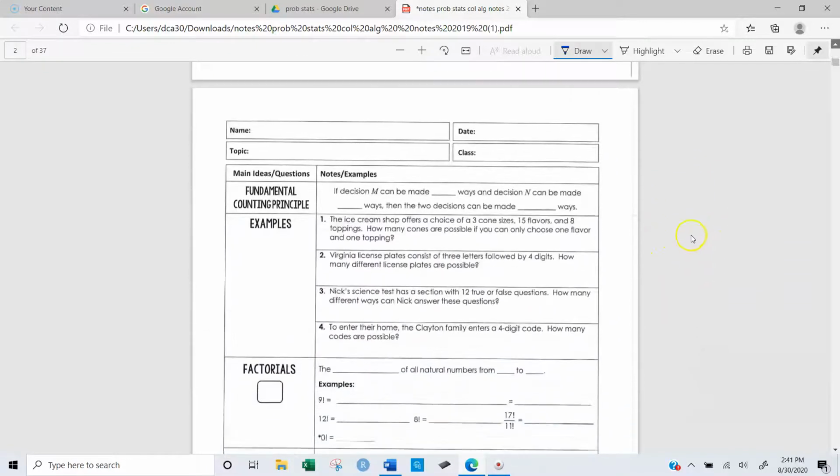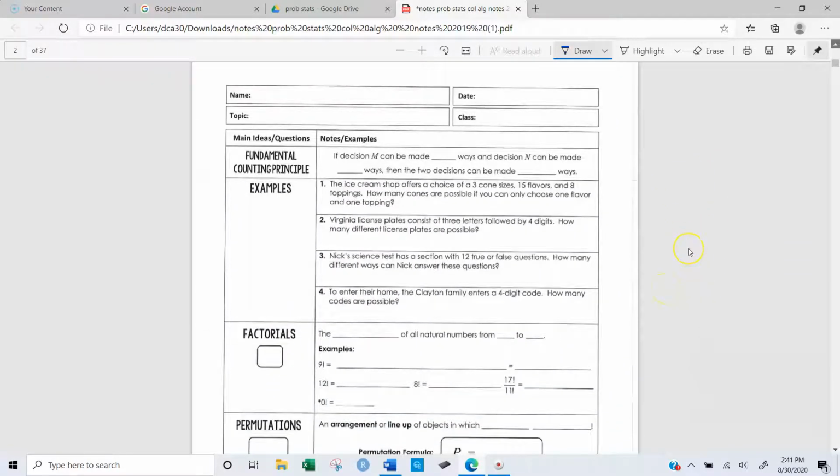All right, when you're looking through here, it sounds easy, but a lot of times when you put it into practice, it's a little harder than it looks. So the first thing I'm going to start with is the fundamental counting principle. This is what this is called. If decision m can be made m ways, so lowercase n, and decision n can be made n ways, then the two decisions can be made, and you just multiply them together, m times n ways.